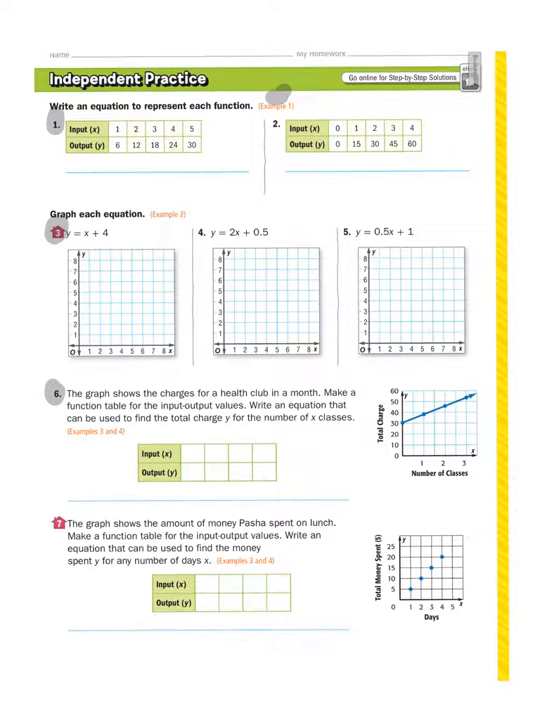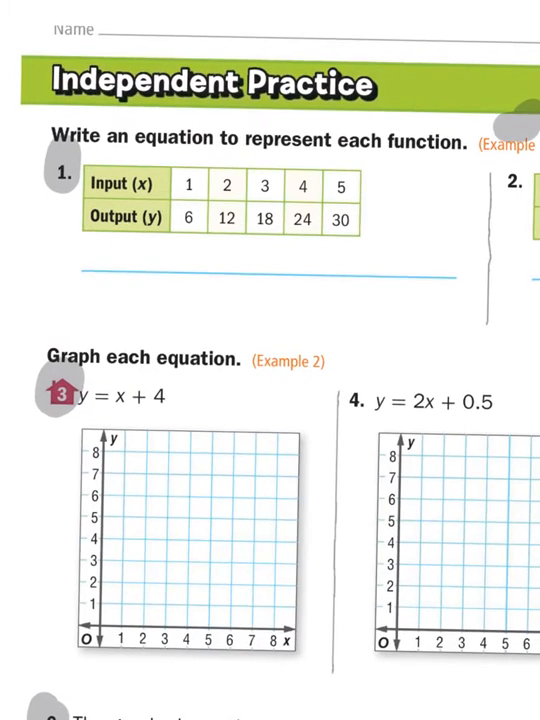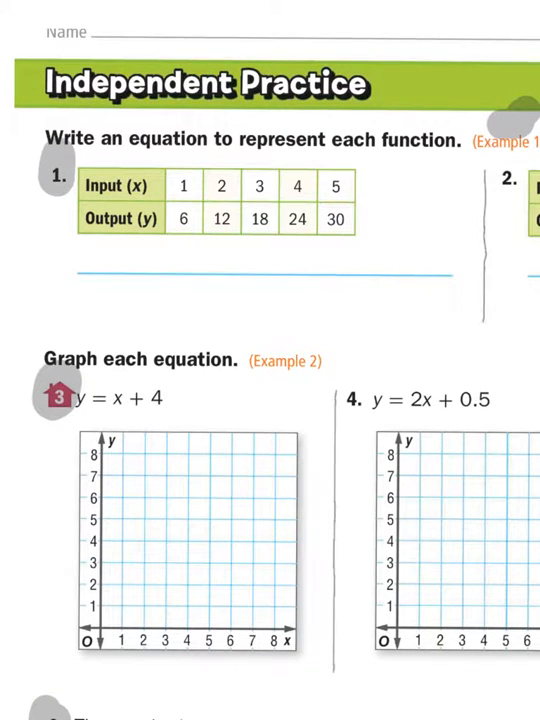Alright guys, time to give you some homework help for number 1, 3, and 6. So number 1 says write an equation to represent each function. So let me zoom in there. Remember, when you write an equation, when it's x, y, you will always want to start with y equals.